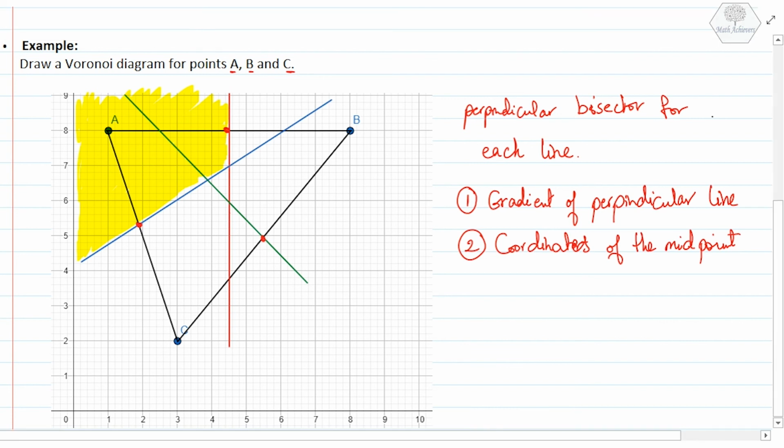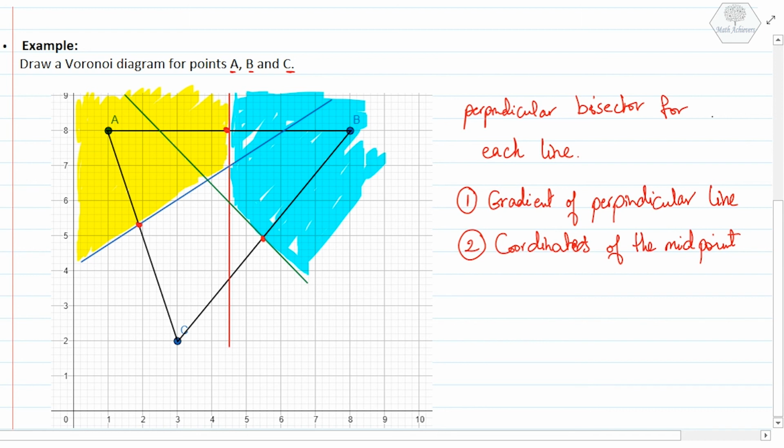So now, for site B, where is the area which is closer to B than C? It is here. Also, where is the area that is closer to B than A? It is to the right of the red line. So the area shaded in the blue color is the area closer to B than any other site.